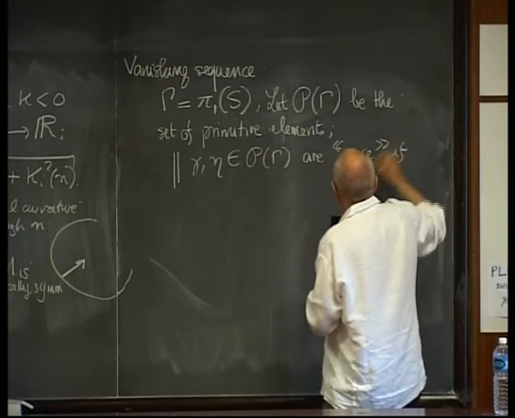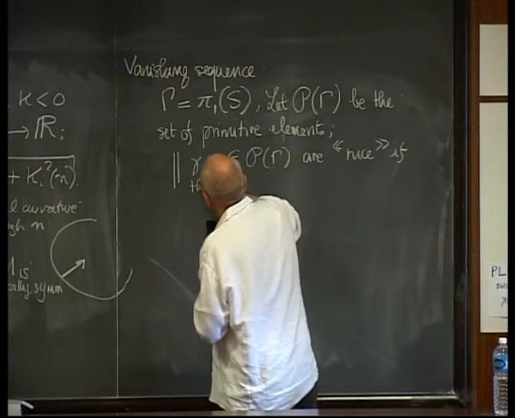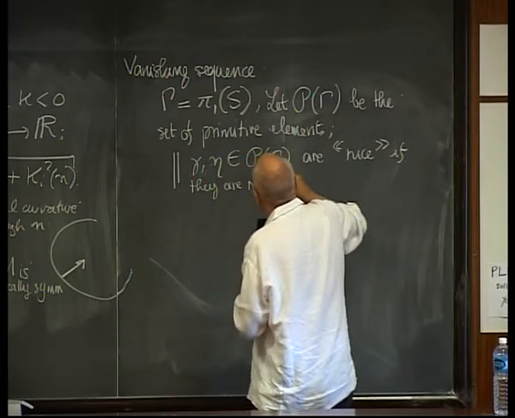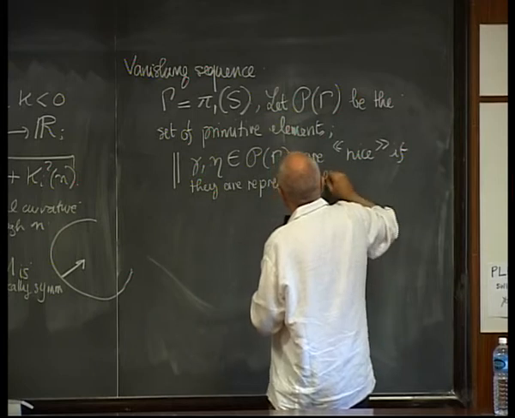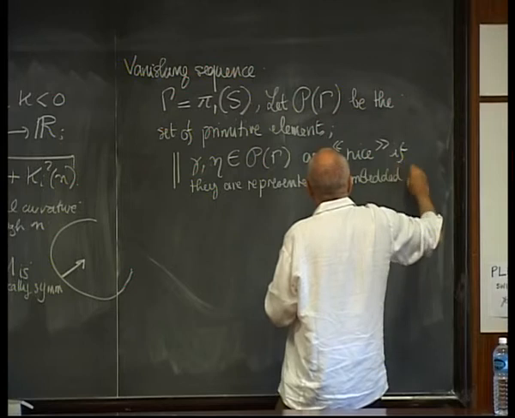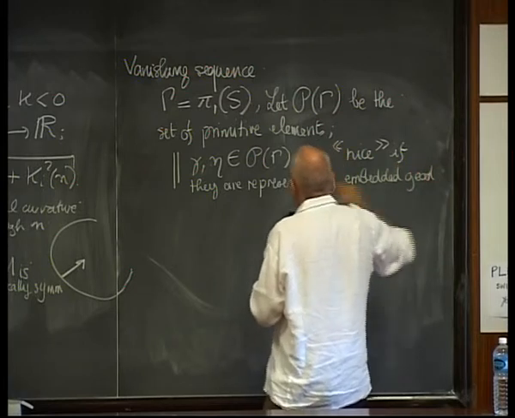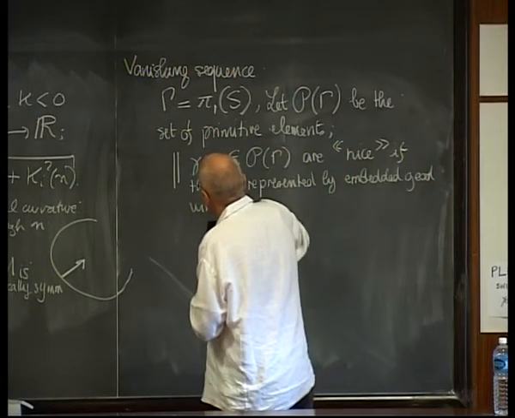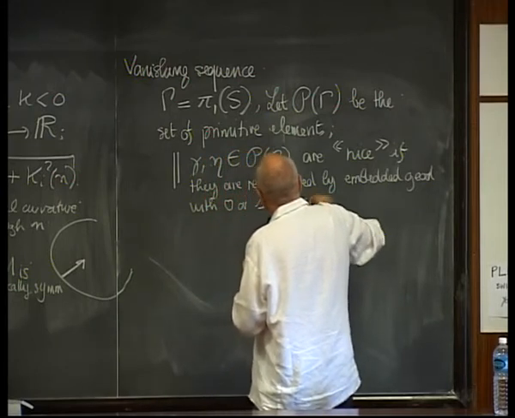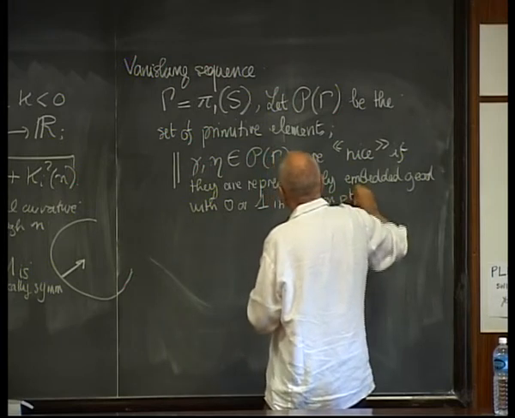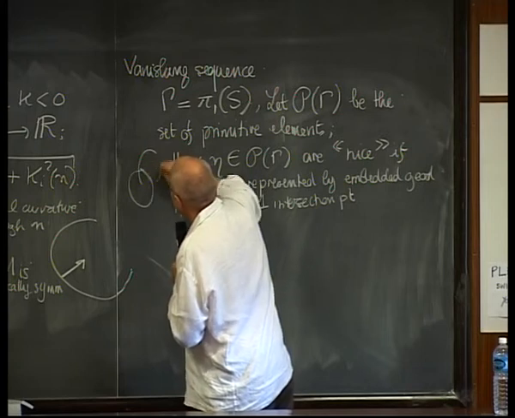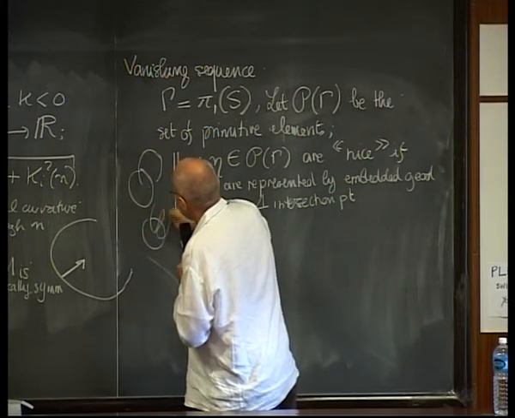if they are represented by embedded geodesics with zero or one intersection point. Okay? So this is nice. And this is not nice. Okay?